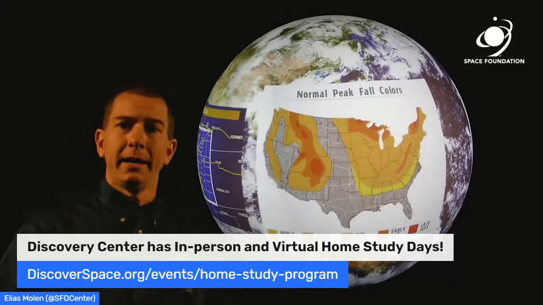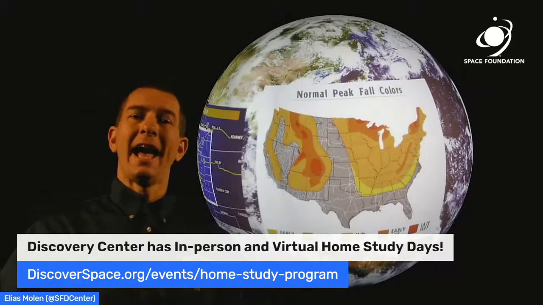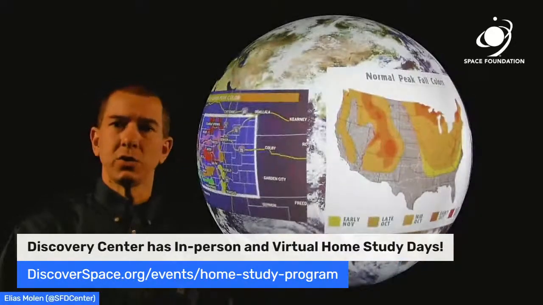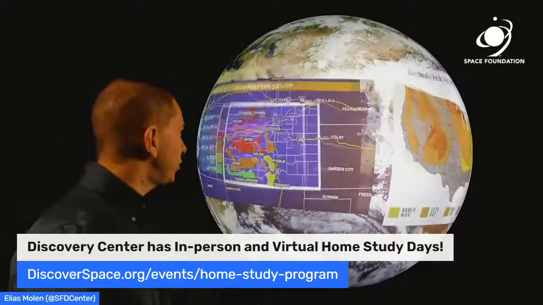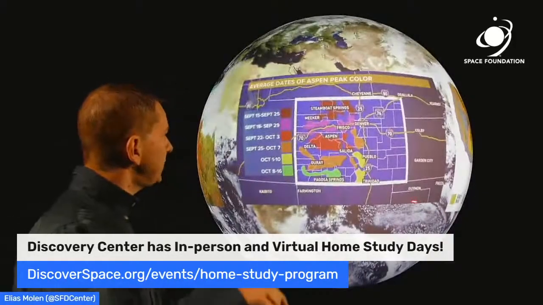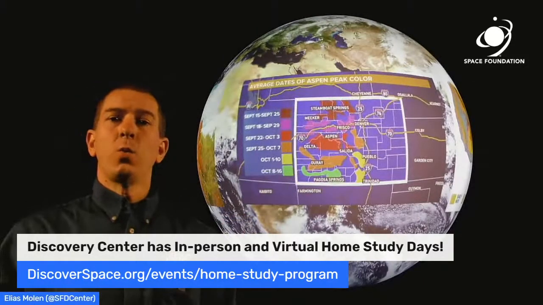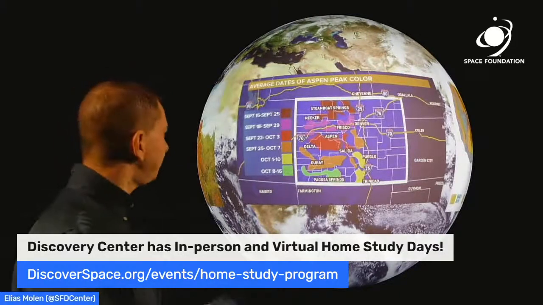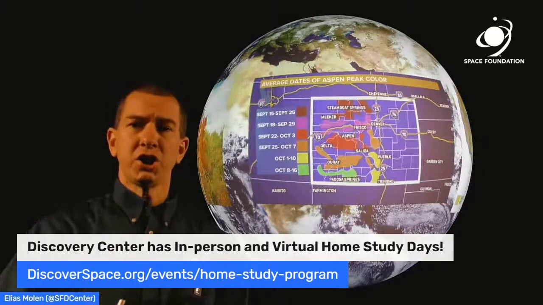Now here in Colorado, we see those fall colors in aspen trees. So our deciduous, leaf-bearing trees are aspen trees. And here is a map of Colorado where and when you can expect aspen to be turning colors this fall. We are in the height of the aspen color change.